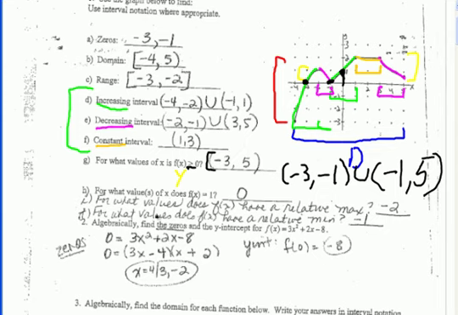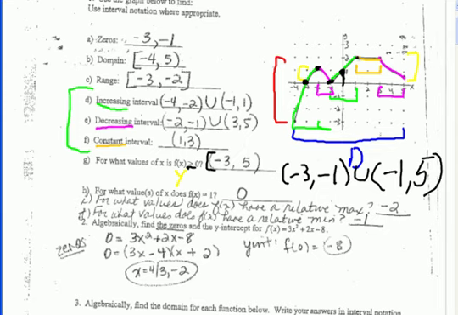Next part asks, for what values does f of x have a relative max? Remember, relative maxes are points, and you can see one right here, where all the points around it are less than that point. And again, we're talking about the y values. So you can see at -2, there is a relative maximum. Again, it's described in terms of the x value.